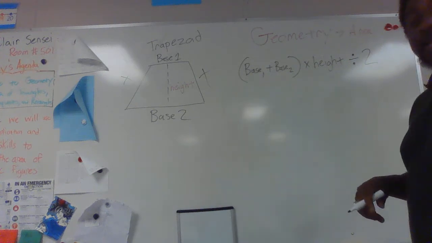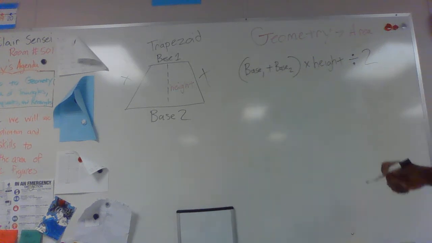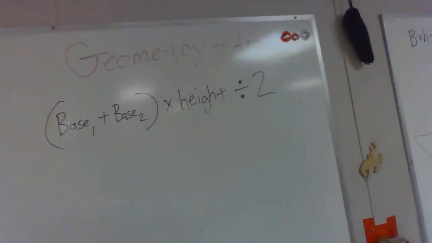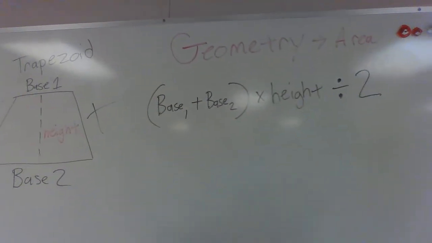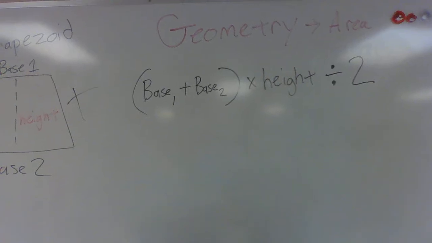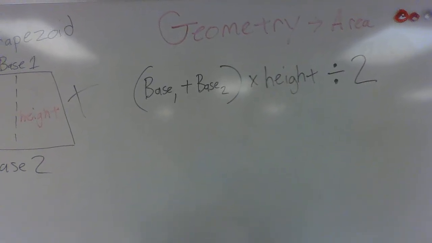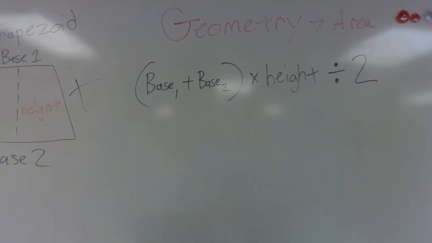I'm going to actually work a problem like this in just a second. If you need a second to write down this formula, you definitely should. This is the formula that you need, to find the area of a trapezoid. Base 1 plus base 2 times height divided by 2.